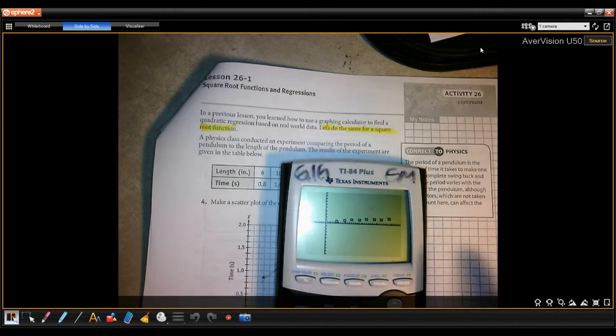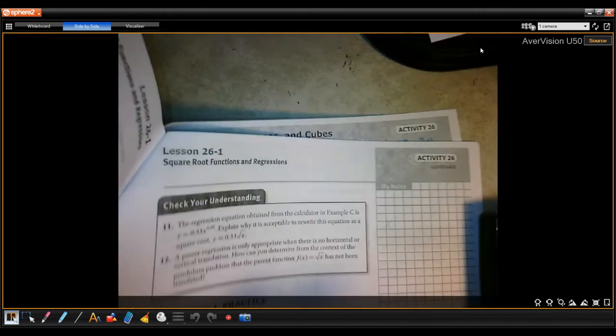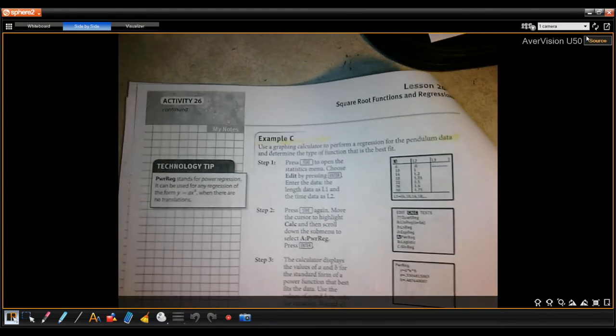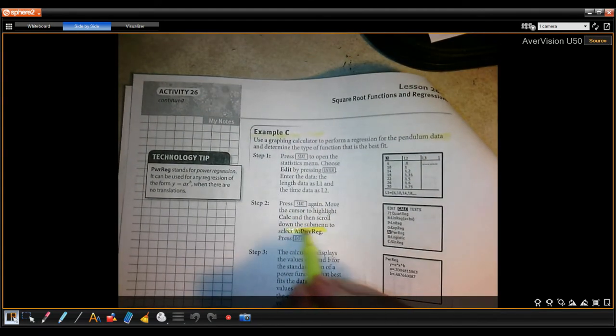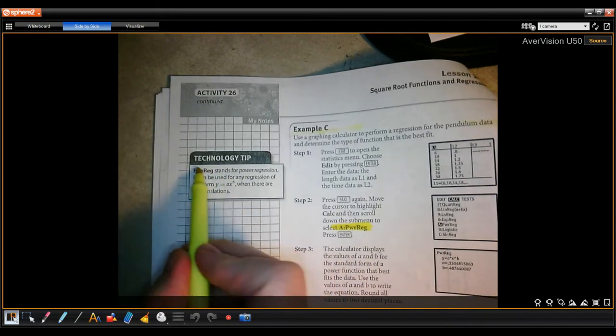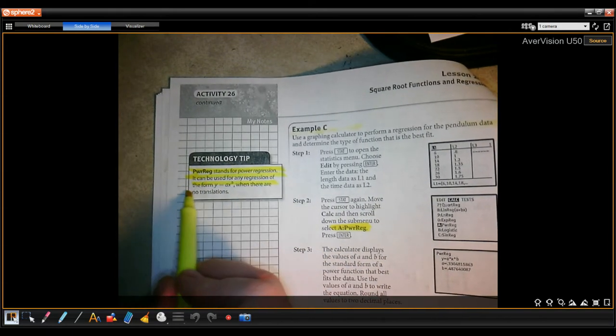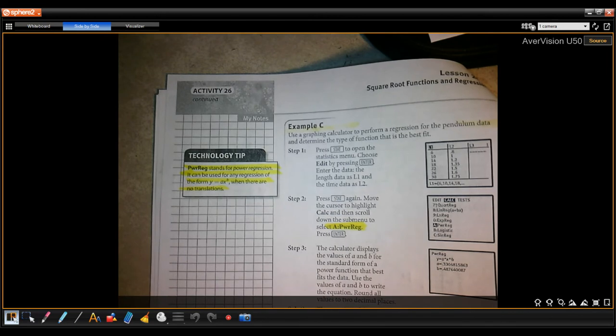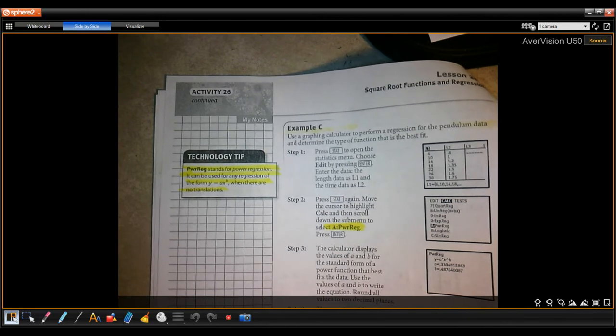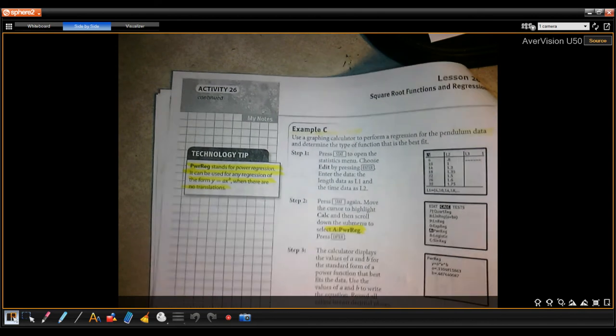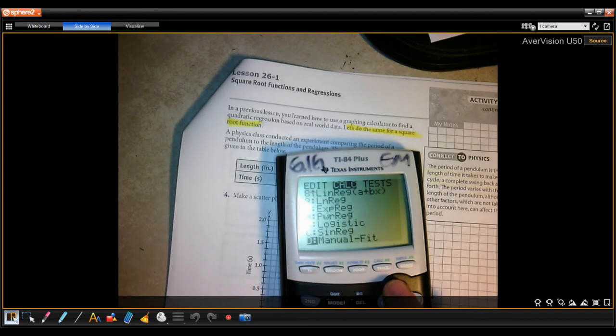We'll then go to stat calc, and it tells you on the back. I'm going to highlight that for you really quickly. It tells you it is power regression, and power regression stands for any regression that has a power. Anything that has a power, use power regression. X squared, x cubed, x to the 1/2, x to the 1/4. Like anything that has a power, use power regression. And that will help you. So let's do that. Stat, calc, and then power regression is A.